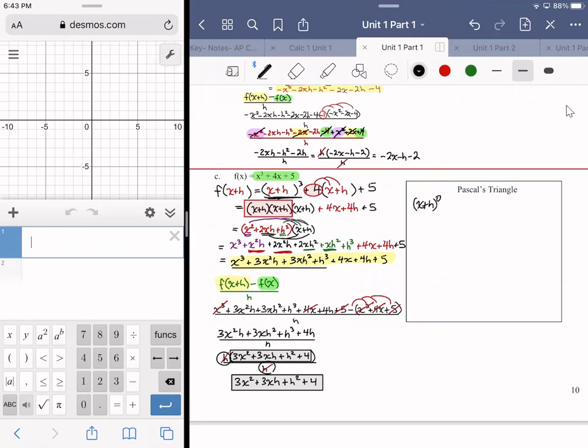So first off, if you have an expression, for example, x plus h raised to the 0th power, the result is just a 1, because anything to the 0th power is equal to 1. That's the nature of numbers. If I take x plus h and raise it to the 1st power, the result is going to be x plus h. I'm actually going to move this over just a smidge. The coefficients of x plus h are the numbers 1 and 1.